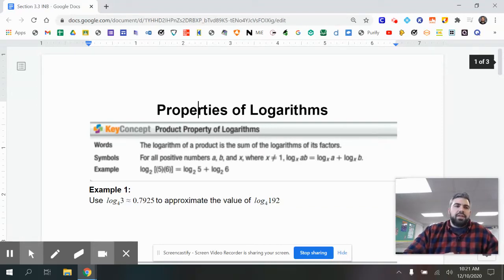So today we're going to be talking about section 3.3, and we're going to talk about properties of logarithms. Now, before we get started, there's a couple rules in logarithms that I don't know that I've covered very well, and I want to take a look at them.